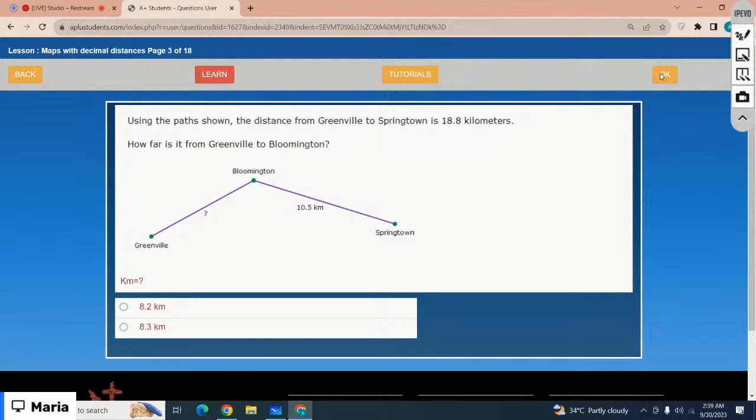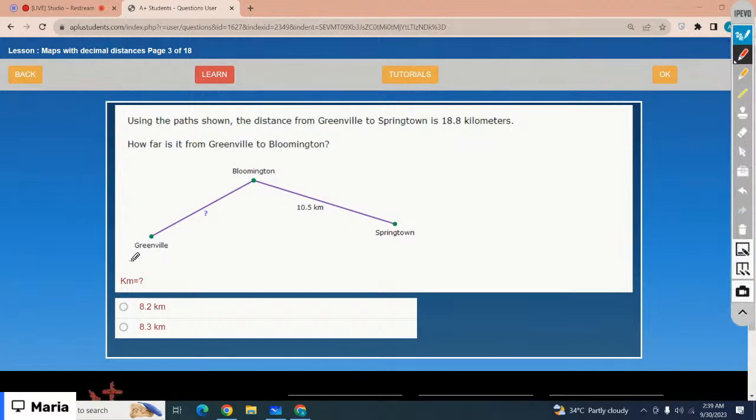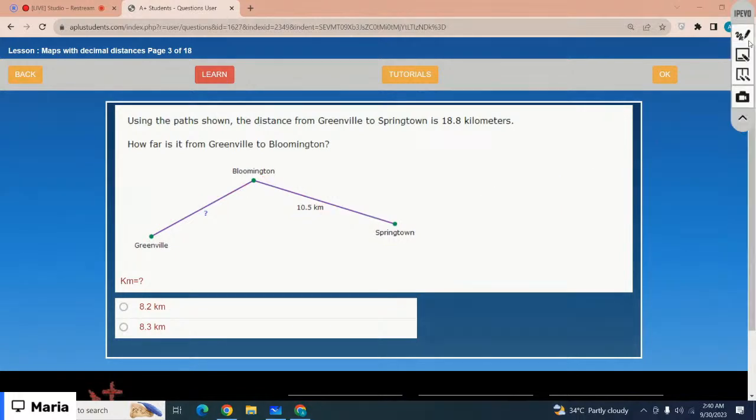Okay, the next one is using the path shown. The distance between Greenville and Springtown is 18.8 kilometers. How far is it from Greenville to Bloomington? Okay, here given the distance between Greenville to Springtown, right? The complete distance from here to here you are given with 18.8. You are given one of the distances, you have to find the other one. So you have to subtract the given distance out of the total, right? So that would be, very good, that would be 8.3. The correct option is 8.3, right?